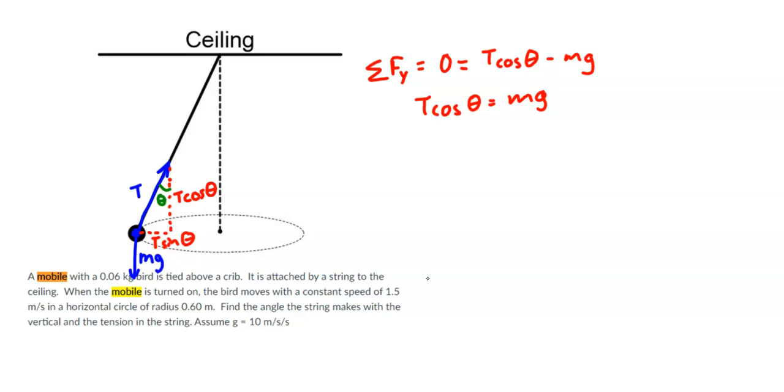and then in the x direction, there's going to be a centripetal force because there's circular motion in the horizontal direction. So mv squared over r is going to be equal to T sine of theta.